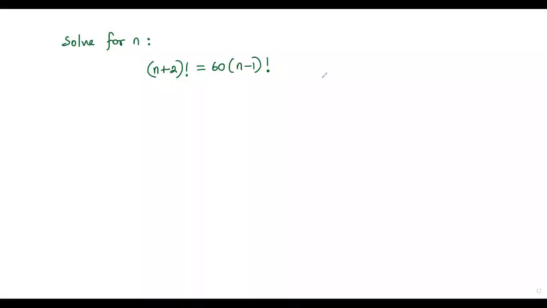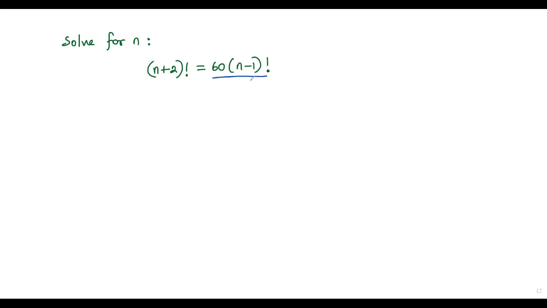Here we have a factorial equation and we have to solve for the variable n. Since we are trying to solve for the variable, n has to appear on only one side of the equation, but in our equation, the variable n appears on both sides. So we have to get rid of the variable n on one of the sides. Let me get rid of the variable on the left side.